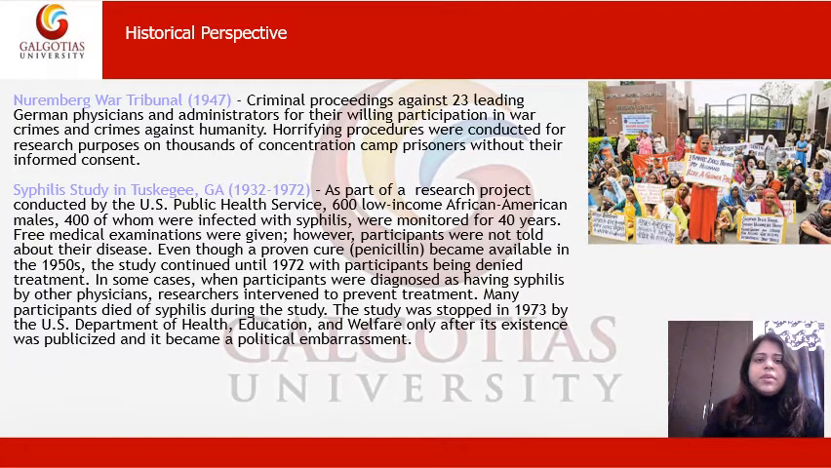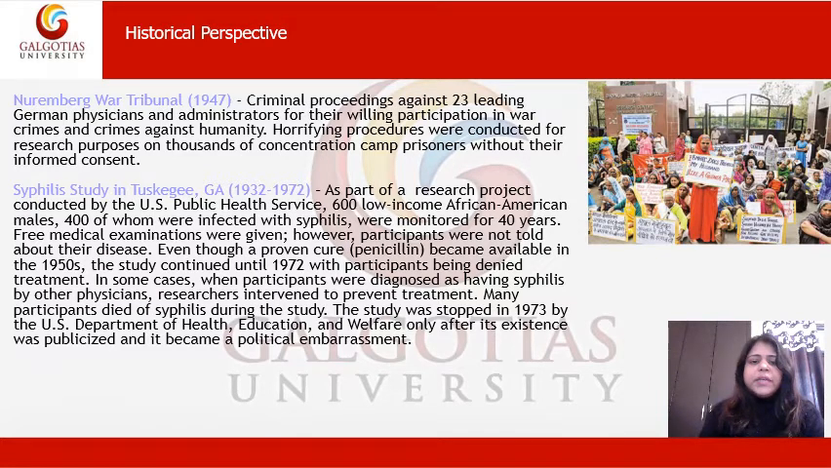Historical perspectives. The Nuremberg War Tribunal in 1947: criminal proceedings against 23 leading German physicians and administrators for their willing participation in war crimes and crimes against humanity. Horrifying procedures were conducted for research purposes on thousands of concentration camp prisoners without their informed consent.